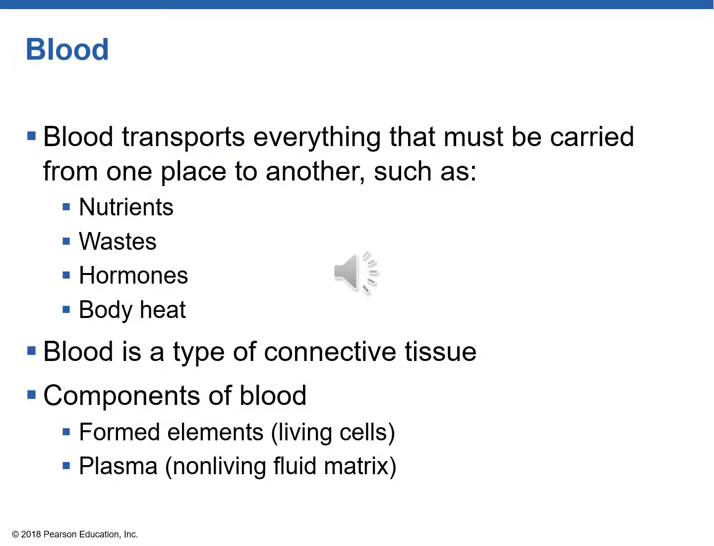Blood can be separated into two parts, the formed elements, which are the cells, and the plasma, which is the non-living part of the blood. They call it here the non-living fluid matrix. Because blood is a connective tissue, it does have these two components, a portion of it which is considered non-living, and then it has the living cells.